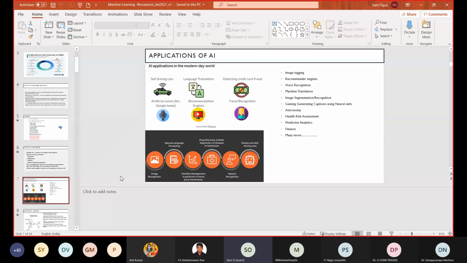And then you have language translation. A person who is in a different country with a different language, rather than having a person who can translate, your mobile can help you to translate.